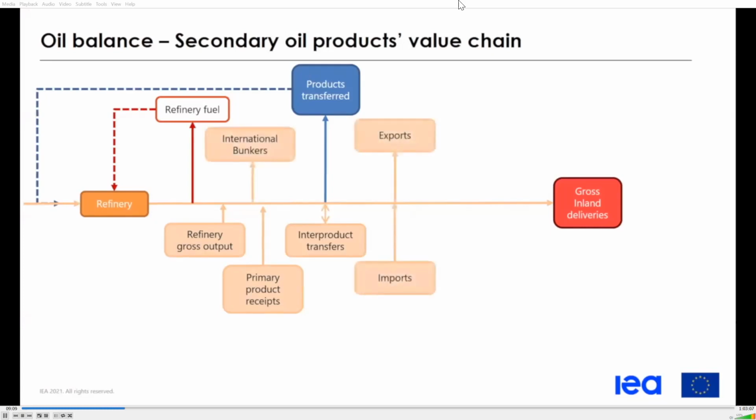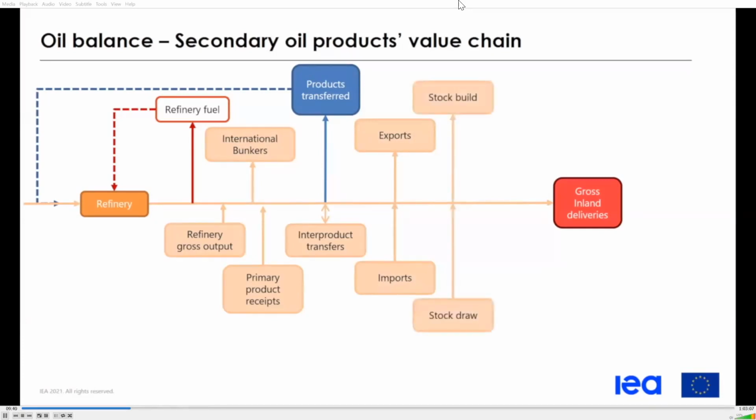Then, of course, we can have some trades of those products, so import and export from outside of the countries, and international bunkers. So here we report all of the fuel consumptions for airplanes or maritime ways that concerns trips that originated or are going outside of the countries, that are not staying from within the country.